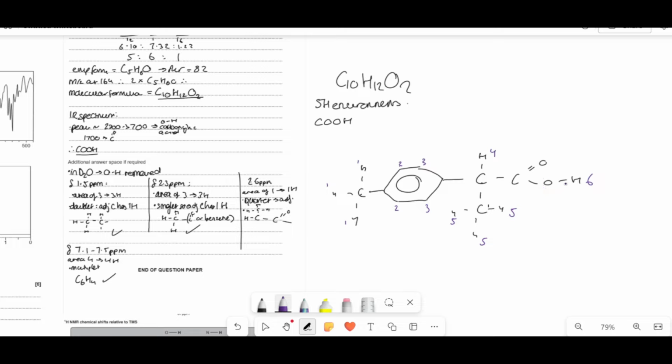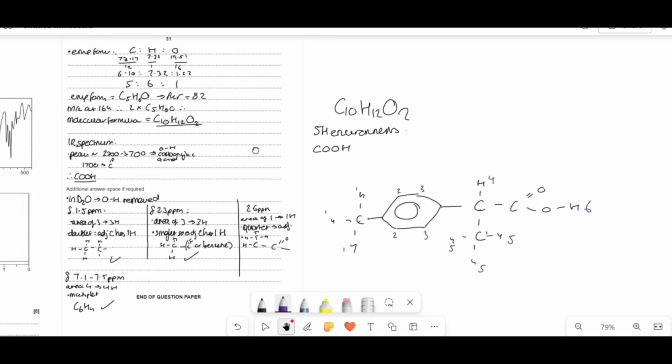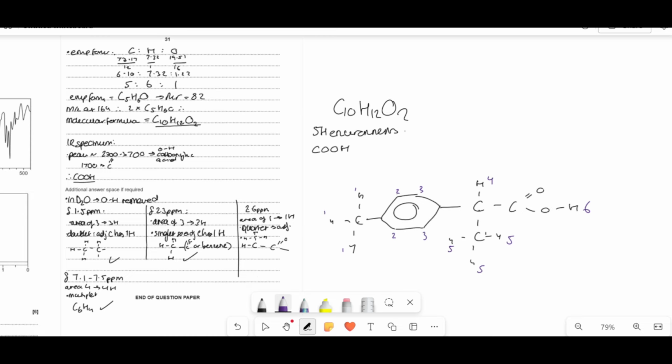Bish, bash, bosh. If you can't do this final step, at least do all of the steps leading up to it, because then you can get about 4-ish marks easy off the bat, as long as you do it properly and systematically. These questions really aren't too spicy, it's just using all the information like that.